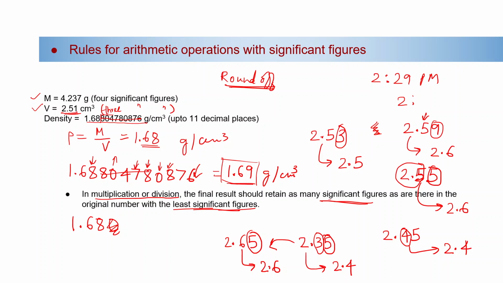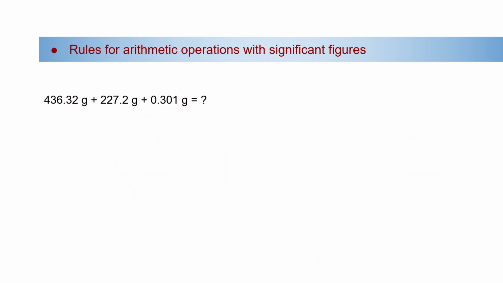Maybe there is too much maths here, but let's do some more examples, and it will come naturally. We'll be able to understand that we should not just report the value as it is. There is some rule behind how we should report it. So this was the rule for arithmetic operations for multiplication and division. Let's see what happens when we are adding or subtracting two quantities.